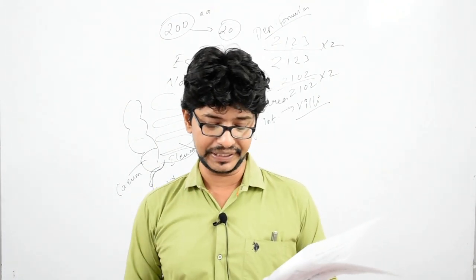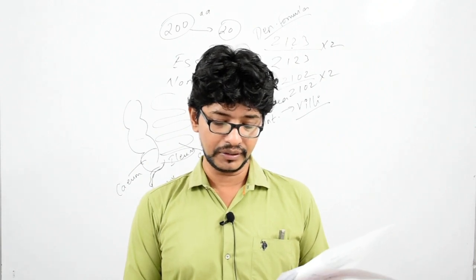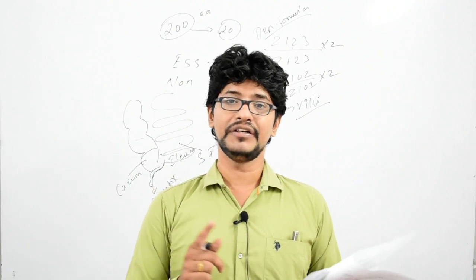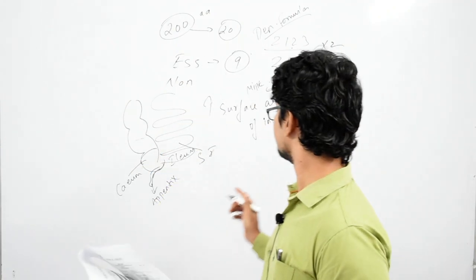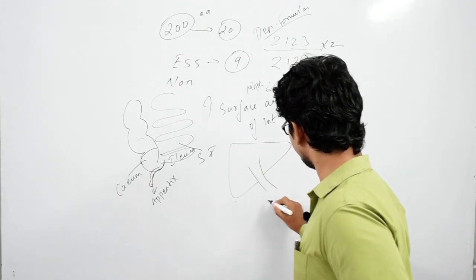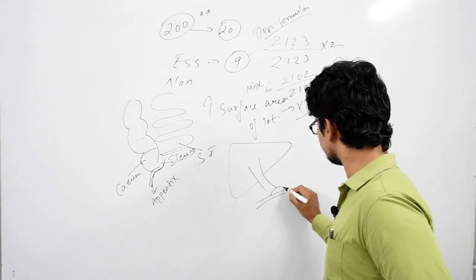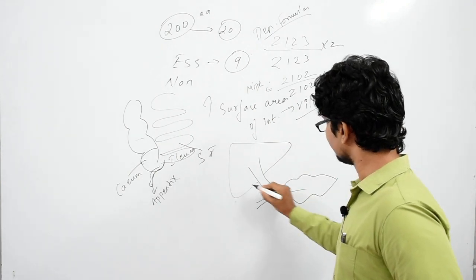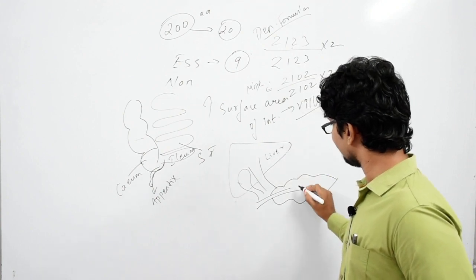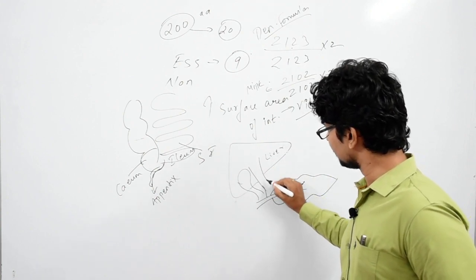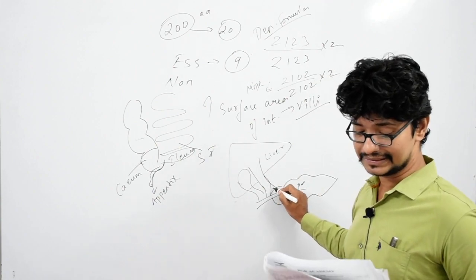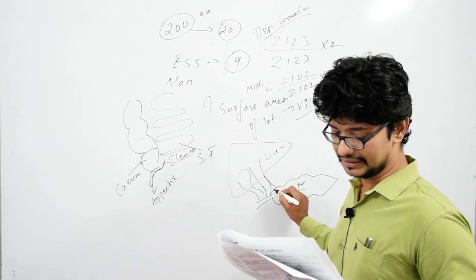Question number 158. The sphincter of Oddi found in man guards which duct? It is present between the hepatic and pancreatic ducts. In the structure, this is the hepatic duct, this is the pancreas, and this is the gallbladder, and this is the liver. The duct coming from the liver and the one from the pancreas meet at this place.